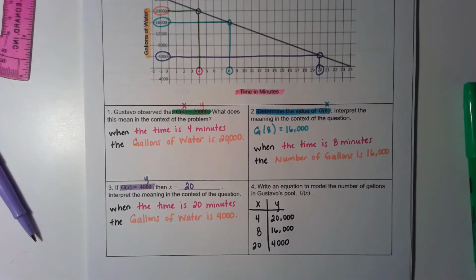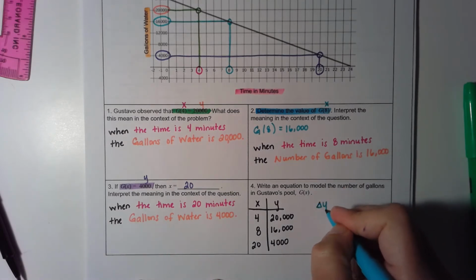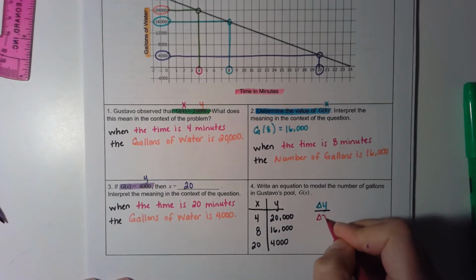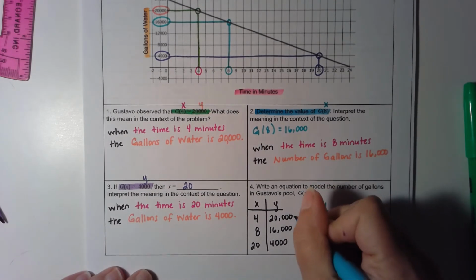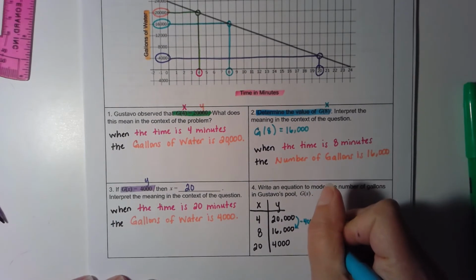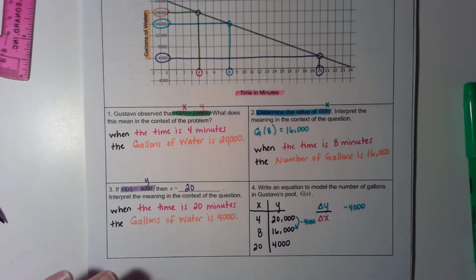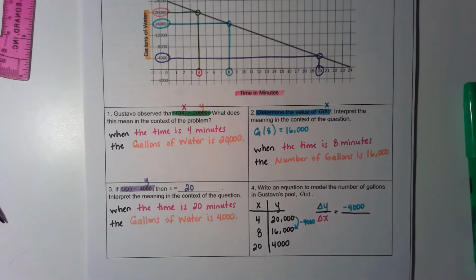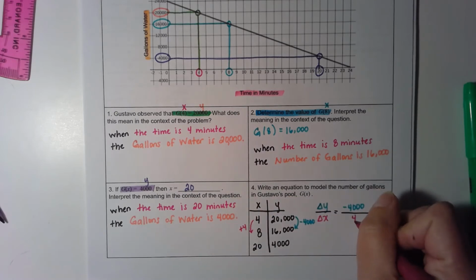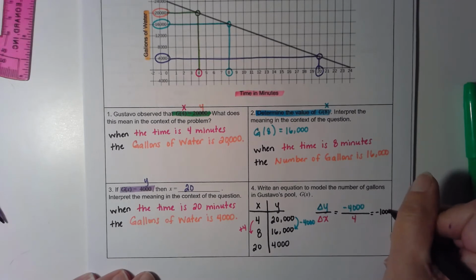Now, when I want to write the equation, I'm going to need to start by finding my slope. So that means I'm going to need to figure out the change in y divided by the change in x. The change in y in this problem, I'm going to use the first two numbers here. 20 down to 16 means I subtracted 4,000. So I'm going to have negative 4,000 over the change in x here. I went up by 4. So I would put it over 4. And negative 4,000 divided by 4 would be negative 1,000.